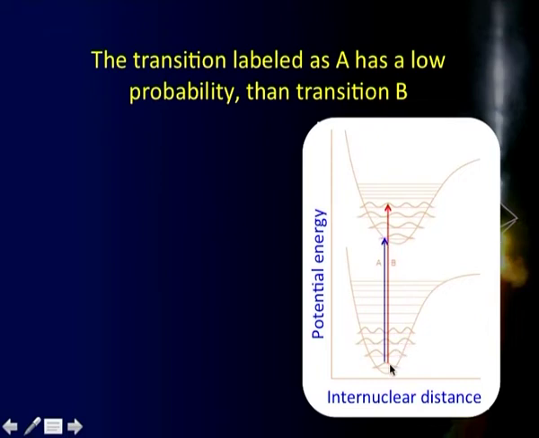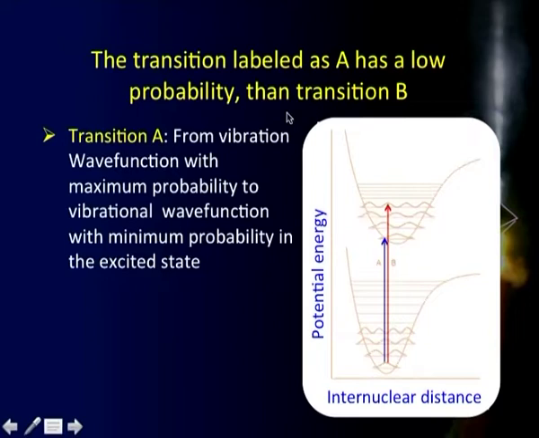Whereas the second transition, the transition B, is starting again from a similar position, but it is landing in a situation wherein there is a maximum over here. So between the two transitions, what you will find is, as per the Franck-Condon principle and the two things I just talked about, that the overlap between the vibration energy levels in the ground state and excited state must be as significant as possible. We find that transition A is from a vibration level of maximum probability to a minimum probability region there. So this is not very effective.